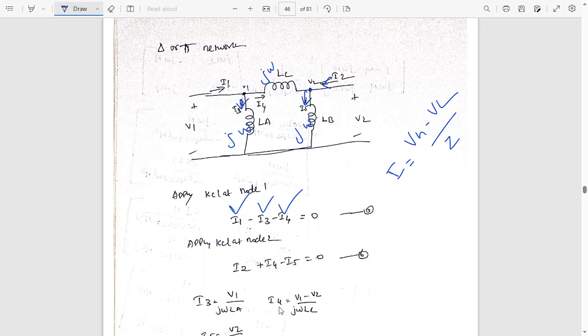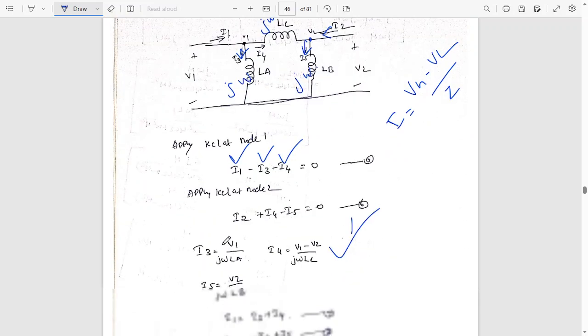Okay, so we have V1 by j omega LA, and I4 is from node 1 to node 2, so V1 is at higher potential, so V1 minus V2 by j omega LC. Okay, last one is I5, V2 minus 0 by j omega LB. So V2 minus 0 potential, by j omega LB.